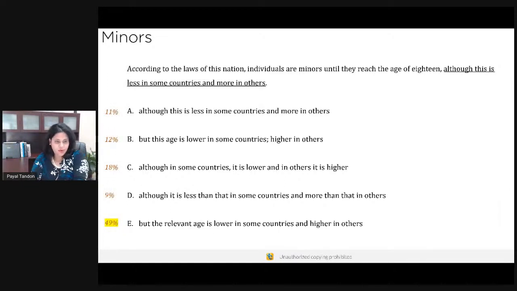Again, these are stats from our platform. Almost 50% of students selected choice E. And again, this is a difficult question. Any question for which accuracy is less than 50% is considered a difficult question, a 700 level question. And again, choice C is a popular choice. And yeah, almost all the other choices are similarly popular.